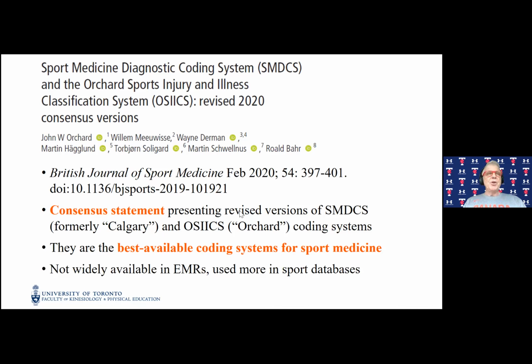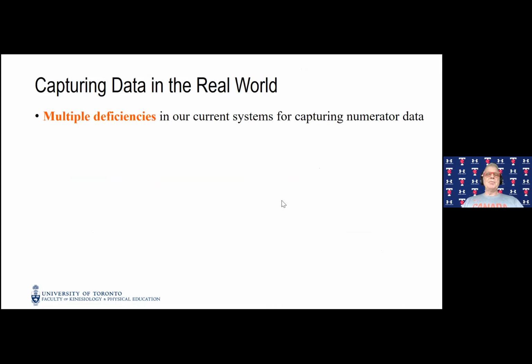The problem is they're not found in electronic medical records, with a few exceptions. I know in Alberta, they allow doctors to use the Calgary codes and get paid. We can't do that in Ontario. We're stuck with ICD-9 in our system. So if we want to use Calgary or Orchard, it's an extra step in the workflow. It's more work for whoever's involved, and it's often very difficult to get those people to do it.